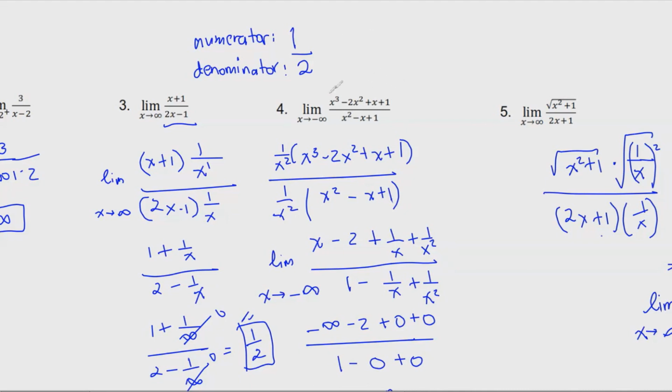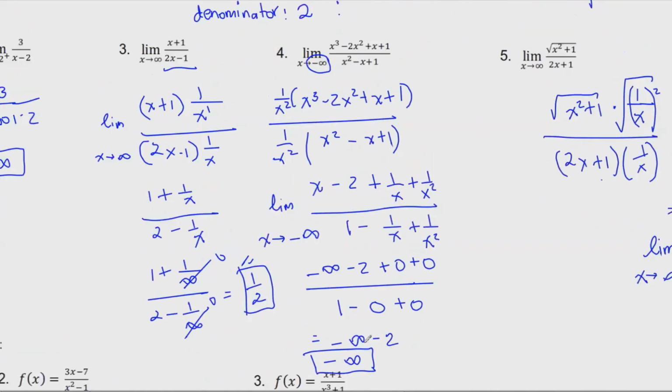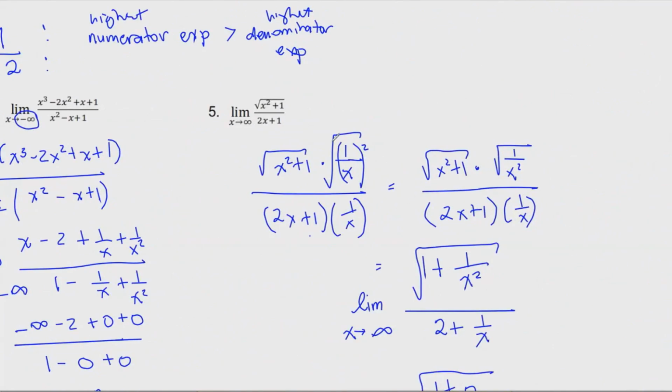So let's proceed with number 4. For number 4, if you take a look at the numerator, the highest exponent is 3. And of course, for the denominator, we have 2. When we say that the numerator exponent is greater than the denominator exponent, of course, I'm talking about the highest exponent. If the numerator has the higher exponent for the variable, then what you will get is simply the answer to where the x is approaching, that certain limit or value. And in this case, since this is negative infinity, our answer should be negative infinity. Okay?